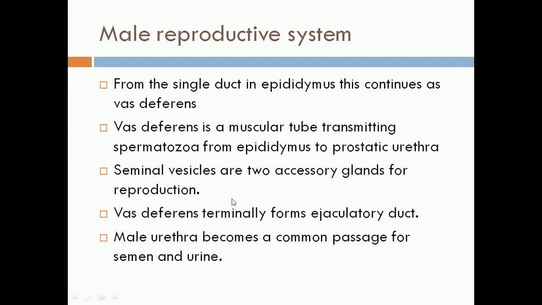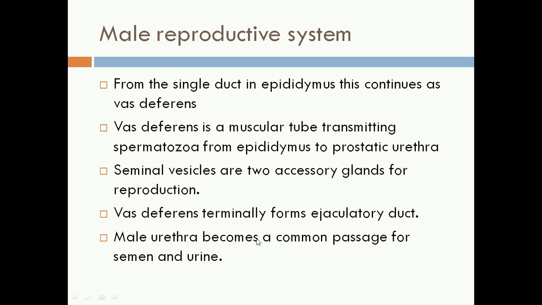The vas deferens terminally ends into the ejaculatory duct. The vas deferens is the tube that carries the spermatozoa from the epididymis. As it keeps traveling, it receives the secretions of the prostate and the seminal vesicles, which make the semen thick and nutritive for the spermatozoa. And the vas deferens terminally ends itself into the ejaculatory duct.